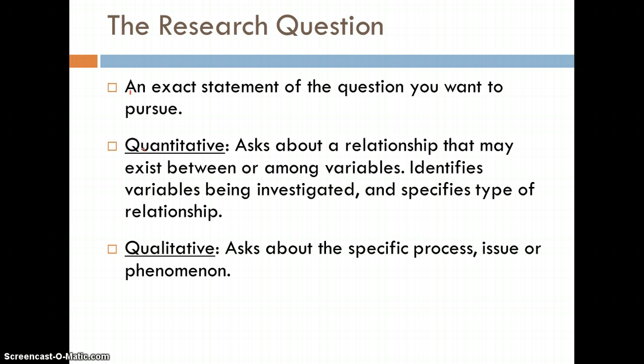For example, we might ask, what effect does playing football have on a student's overall grade point average during the football season? That would be an example of a quantitative research question. Now, for qualitative, it's going to ask about the specific process or issue or phenomenon, and you can find scripts for writing various research questions online. Like literally, if you Google it, I think you can find some scripts for the questions. But instead of asking about relationships among variables, you're going to ask about a process, an issue, or a phenomenon.